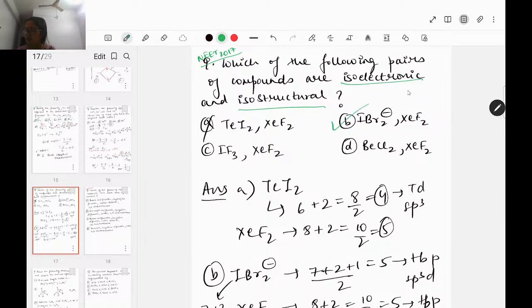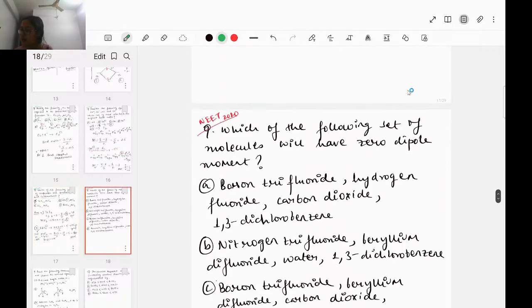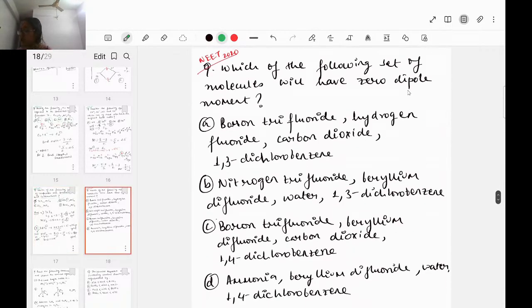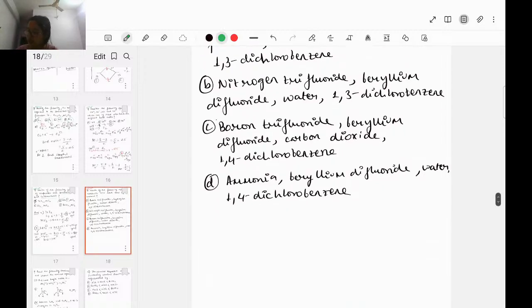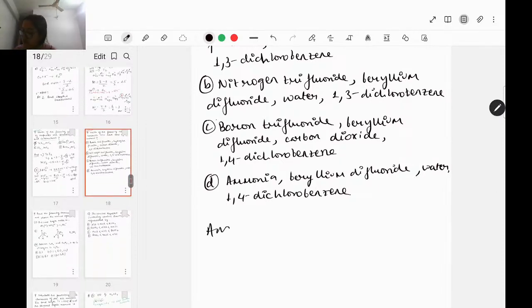So this is an MCQ. So if you obtain the answer, you don't have to record the others. Okay. Which of the following sets of molecules will have zero dipole moment? Boron trifluoride, hydrogen fluoride, carbon dioxide, and 1,3-dichlorobenzene. Which one has zero dipole moment? Again, this is a question of dipole moment. So let us find out.